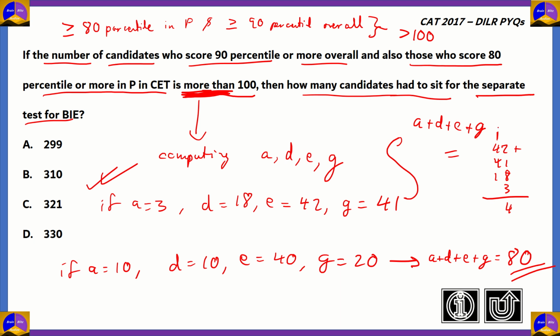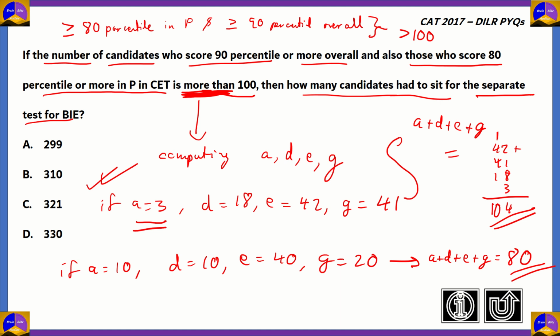And 4 plus 1 is 5, 5 plus 4 is 9, 9 plus 1 is 10. So 104, this of course is greater than 100, and therefore it solidifies the idea that we should take the first case where A equals 3.